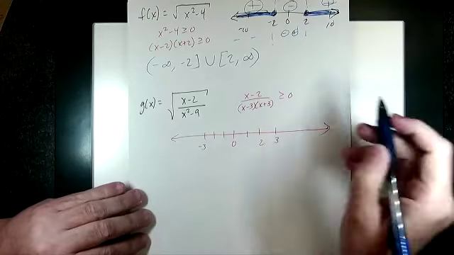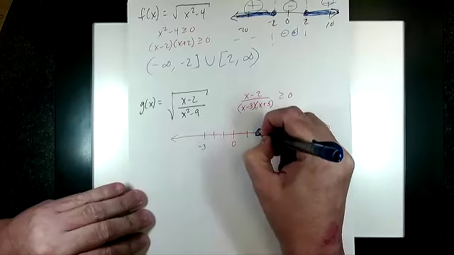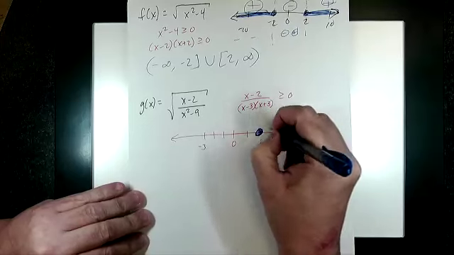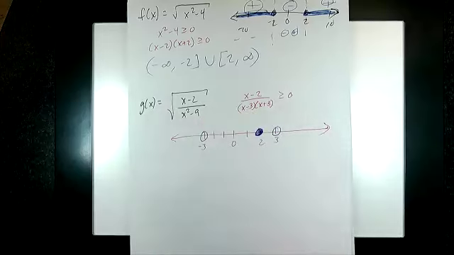So, we can include the 2. We cannot include the 3s because they're in the denominator.